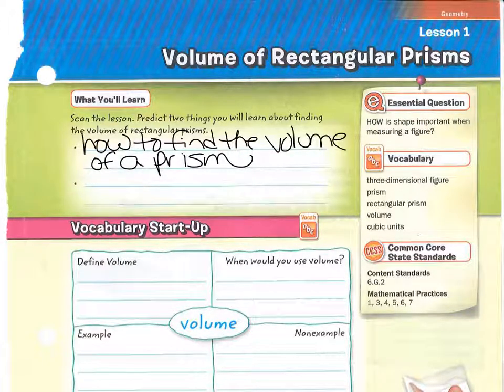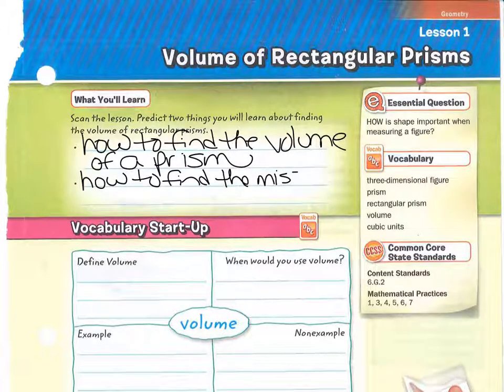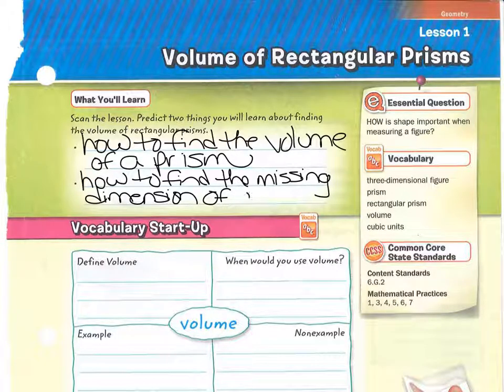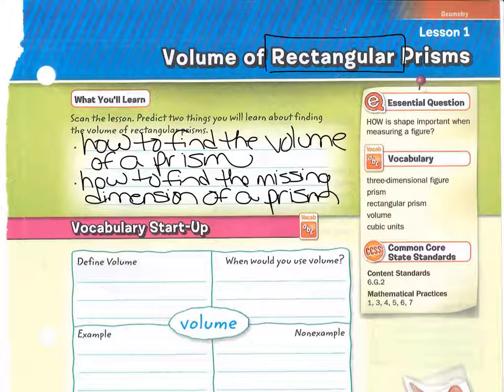And as you have learned in all of the other geometry lessons, we also learn how to find the missing dimension sometimes of a shape. So I think we're going to learn how to find the missing dimension of a prism. And we're specifically talking about rectangular prisms in this lesson.